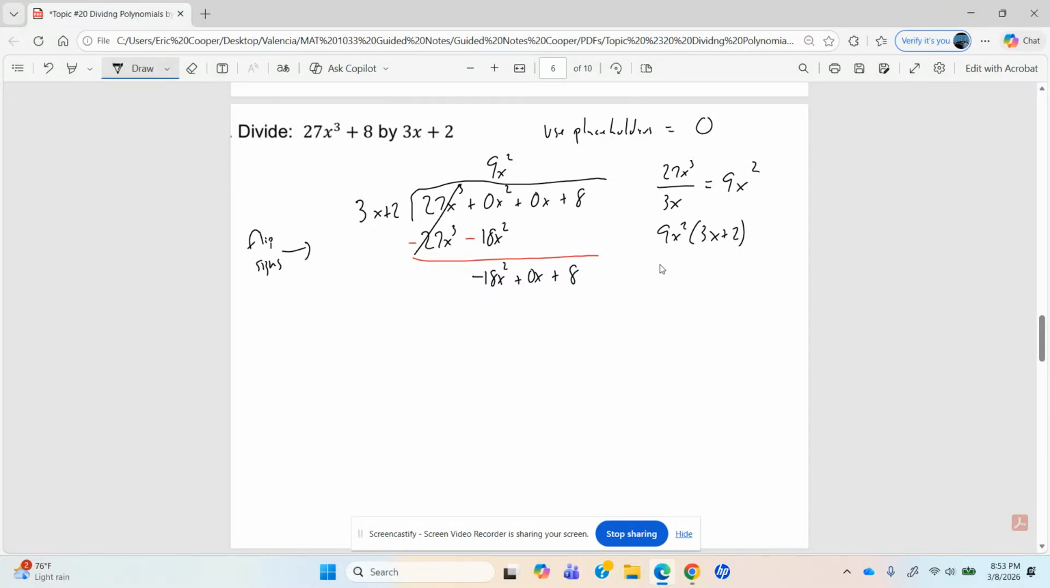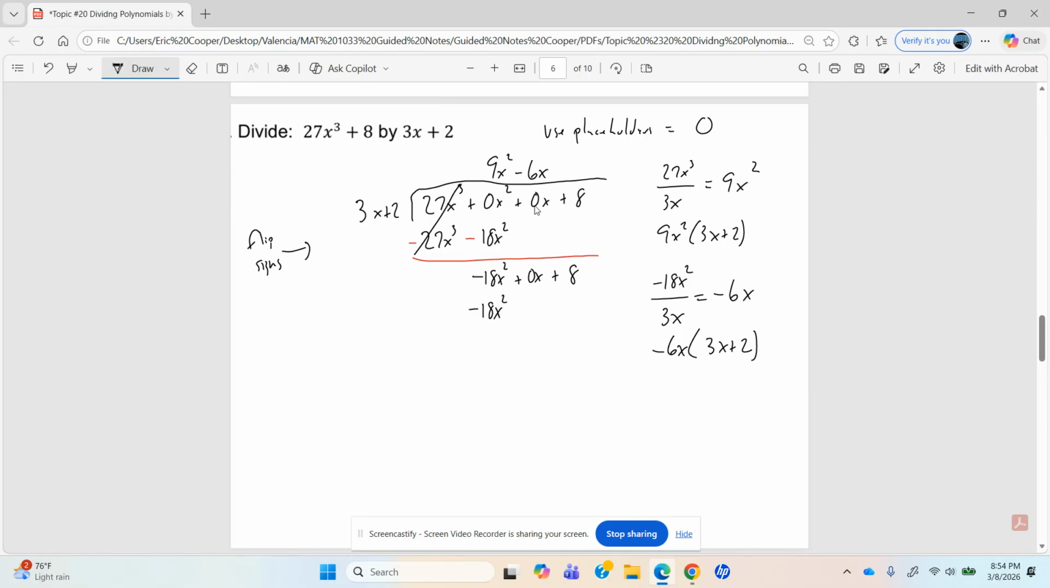We're going to take the front term, which is now negative 18x squared, and divide it by the 3x here. Negative 18 divided by 3 is negative 6. X squared divided by x is x. So now I have a negative 6x. And now I'm going to go back through and take that negative 6x and multiply 3x plus 2 by it. So negative 6x times 3x is negative 18x squared.